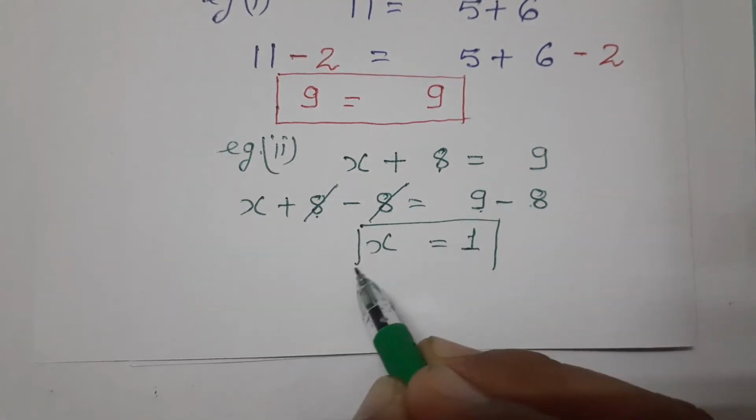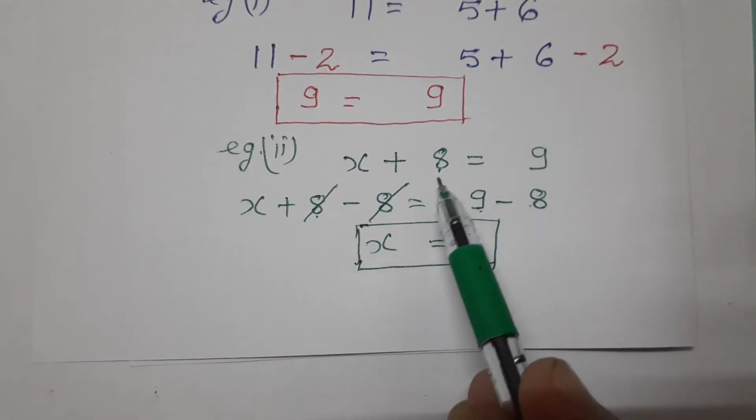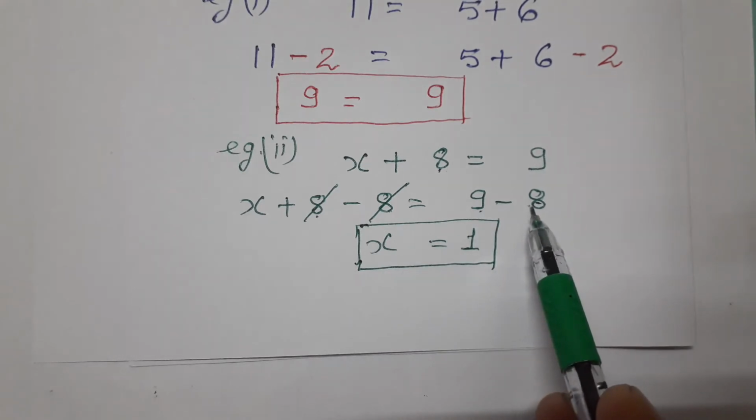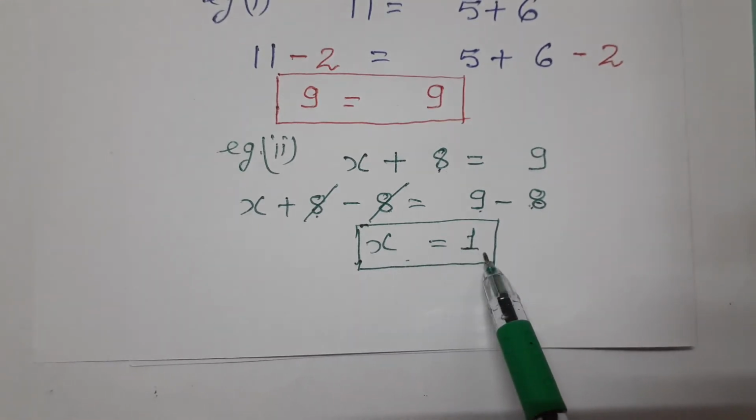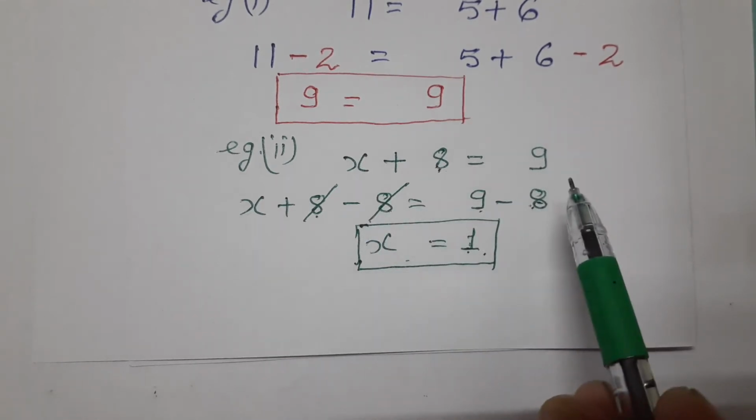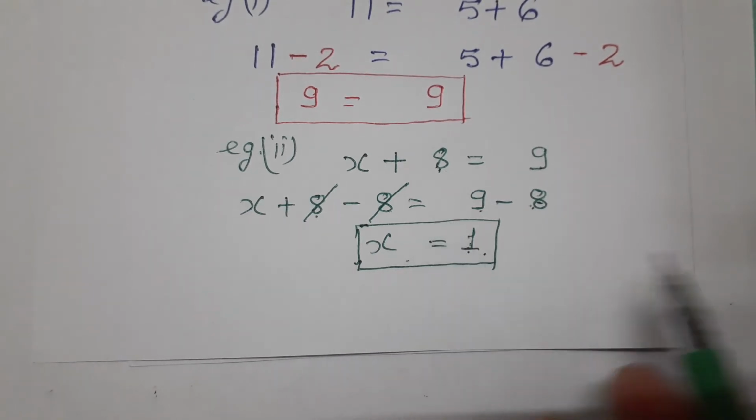So children, see how easily we have solved the equation. Only remember that we have to subtract the same number from both sides of the equation. The equation still holds, and we can check also. x equals 1, so 1 plus 8 है 9, and 9 only is coming. So, understood the second rule: if you subtract the same number, the equation still holds, the balance is undisturbed.